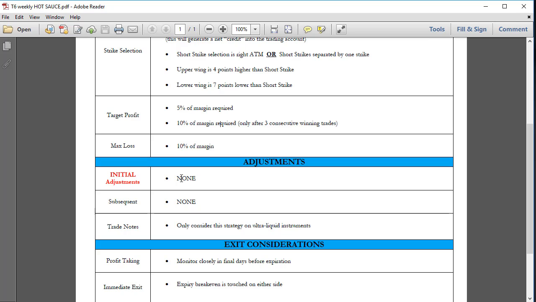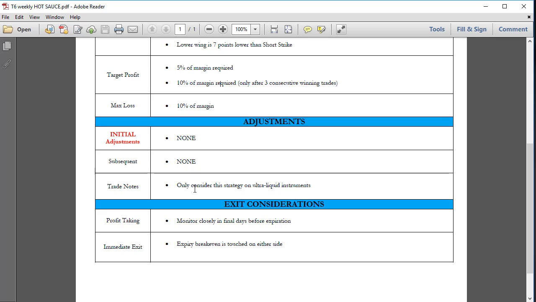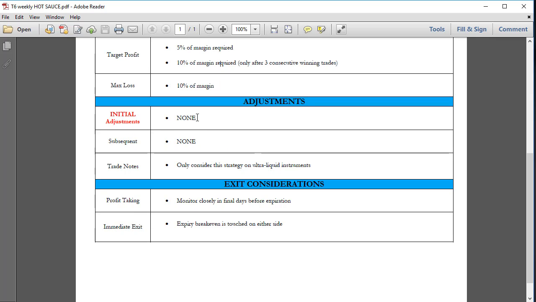There's no adjusting on this whatsoever. It's an open and closed type trade. Part of the reason for that is because it's very easy and simple to set up contingent orders and let those rest on the platform. And again, I'll show you exactly how to set that up.